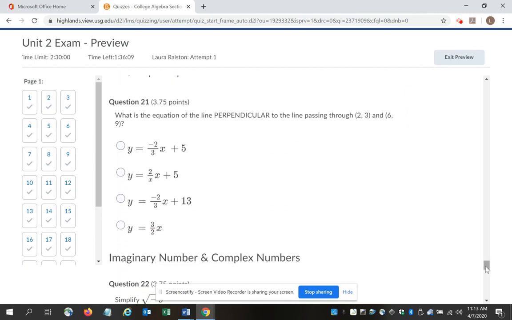All right, question 21. Miss Ralston really made a big mistake because actually none of these answers are correct. So that's my fault. Everybody got credit for this problem, but I'm going to go ahead and work it out for you. Again, you're asked to write the equation of the line, but again, I capitalized it and said to make sure that it was perpendicular.